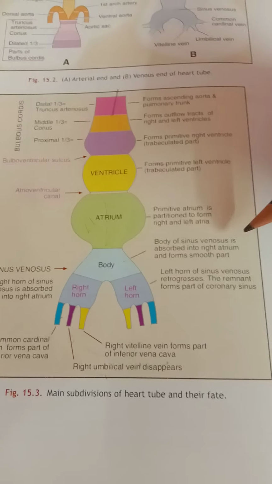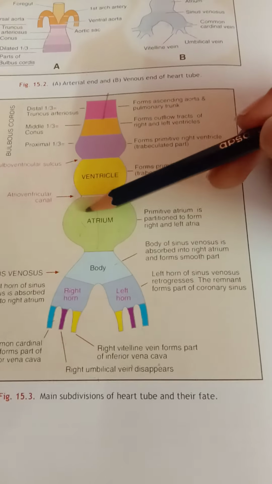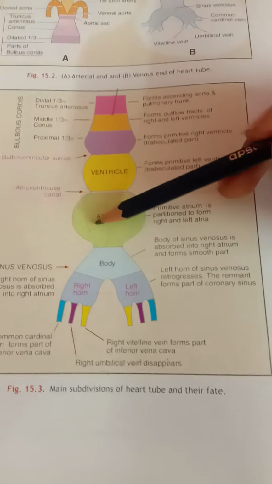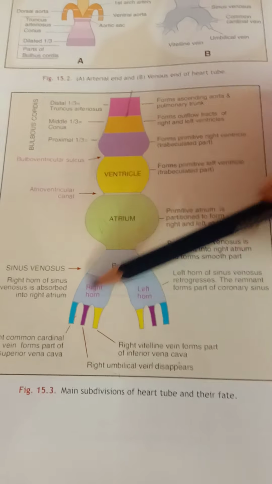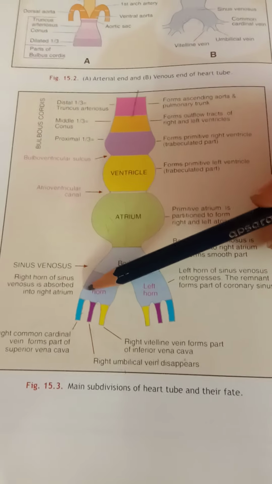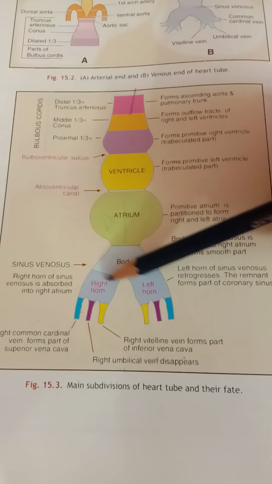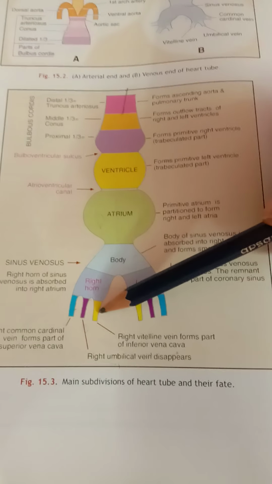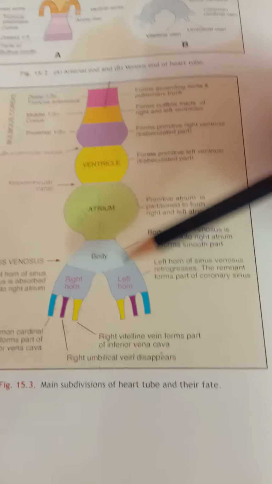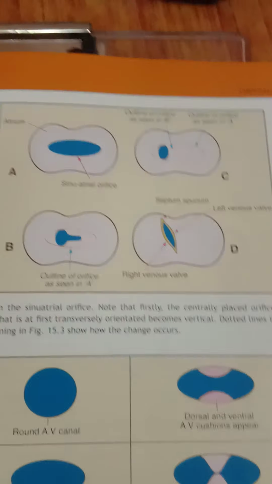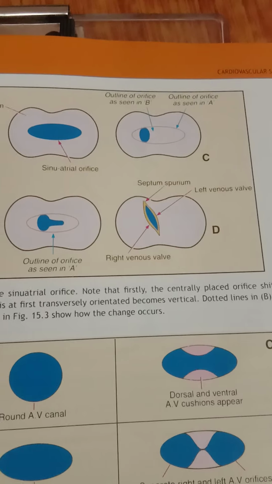And next, the body of the sinus venosus is absorbed into the right atrium and forms the smooth part. And next, this is the sinus venosus. The right horn of the sinus venosus is also absorbed into the right atrium, and this is the left horn, which will regress. So we have discussed this in detail. Now we will understand in detail the formation of the atria.